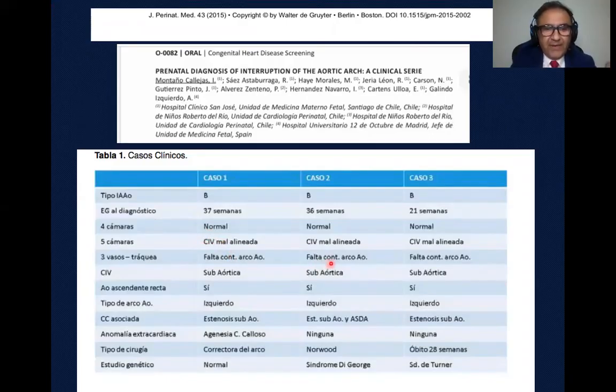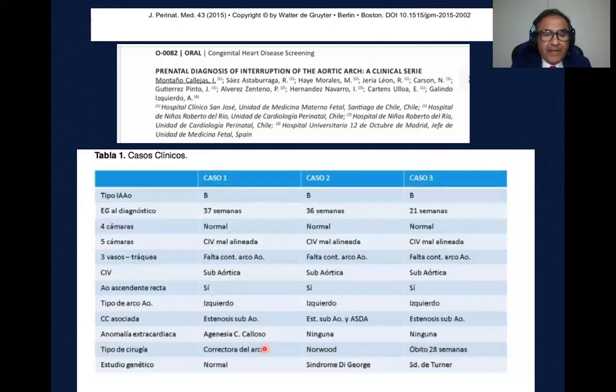All 3 have a subaortic VSD. The ascending aorta is straight with a more vertical course. The aortic arch is left-sided in all 3. Regarding associated congenital heart disease, all 3 had subaortic stenosis, and the second had an aberrant right subclavian artery. Extracardiac anomalies: the first had agenesis of the corpus callosum, and the second and third had none.